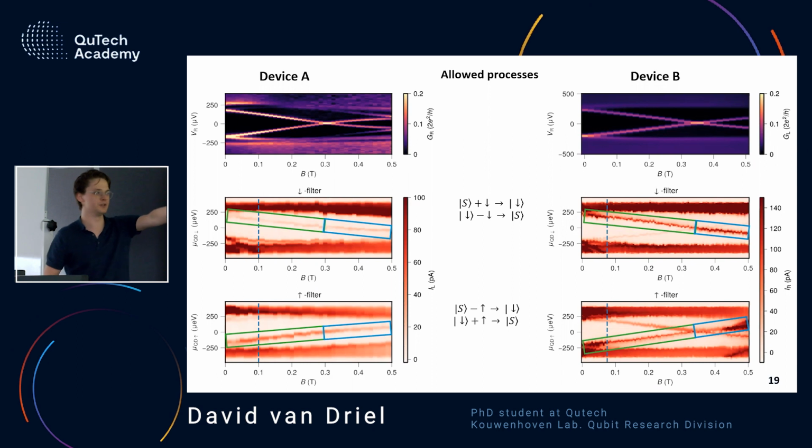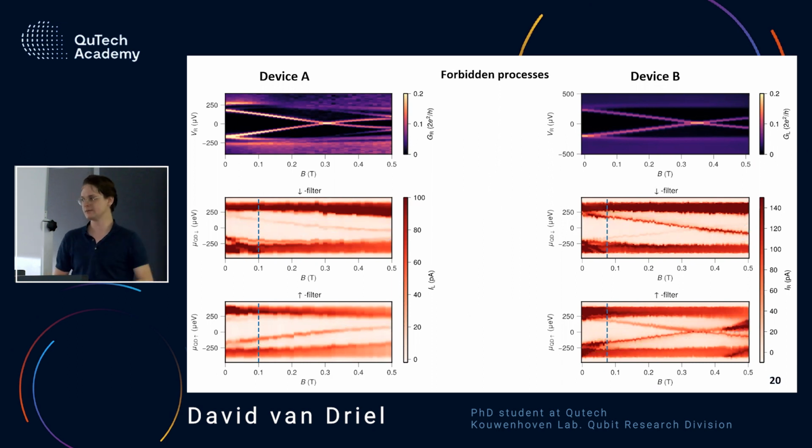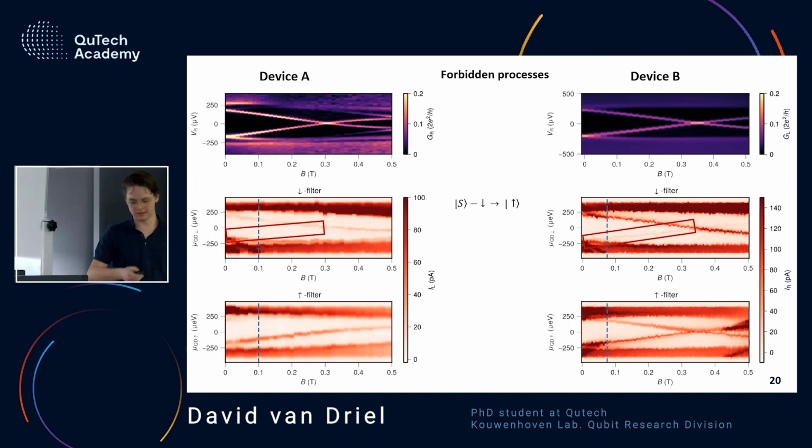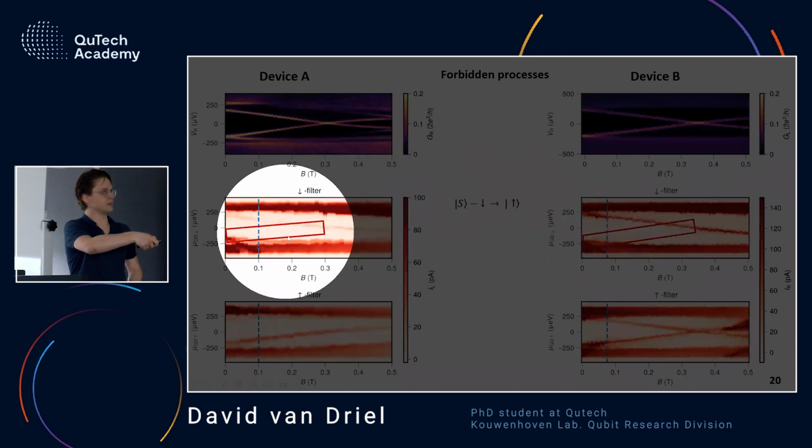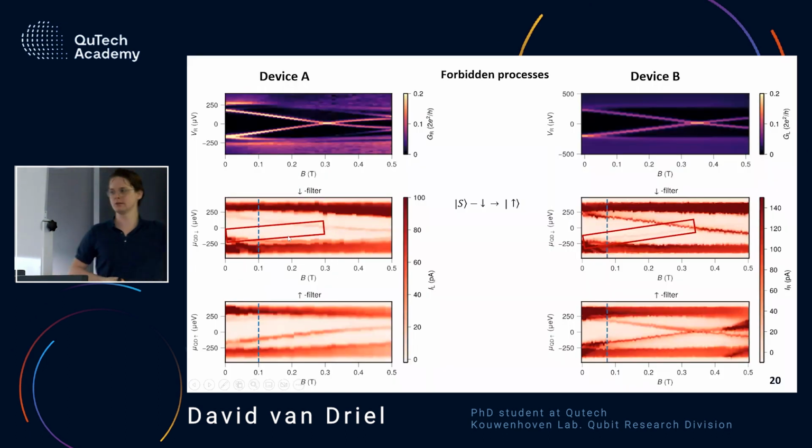But you might notice there are some additional lines here on the device B. And those are the non-allowed processes. So let's have a look what these are. So this process, you can directly tell, it shows up only in device B, faintly, but it doesn't show up in device A, which is already interesting. Because what you're trying to do here is you're trying to remove a down electron from the singlet ground state. And this would create the up excited state, which is higher in energy. So the only reason that you see some tunneling in device B is because of spin-orbit rotation. The down spin can rotate a bit into an up spin during tunneling.